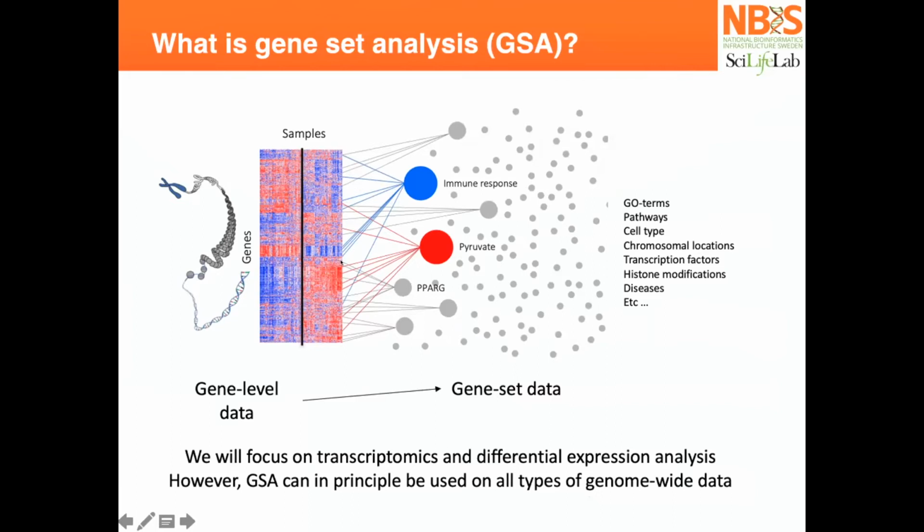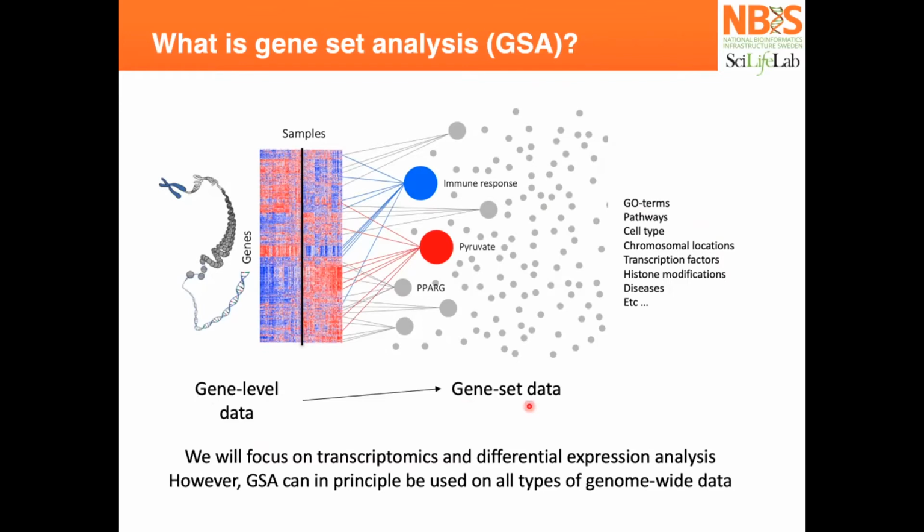So imagine that you have the genes that are up or down regulated in one condition, and then you want to find their function, which means you can associate them to gene ontology terms that I'll explain a little bit more, to pathways, or maybe to cell type, maybe that cell type is enriched, chromosome locations, transcription factors, histone modifications, diseases, and so on and so forth. So the main idea of gene set analysis is to transform these gene level data, up or down regulated genes, to up or down regulated pathways. So then you get an overview of what is happening in your data.